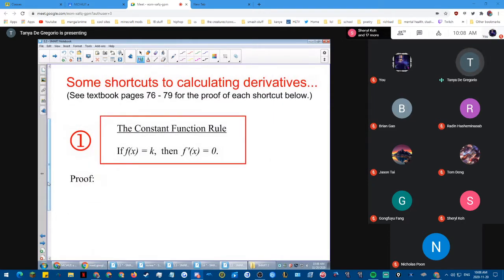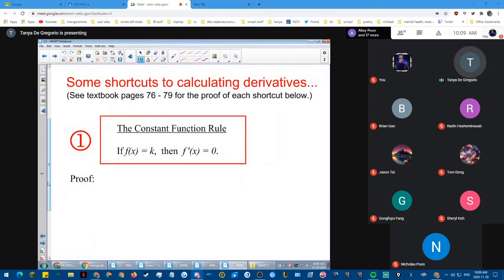Some shortcuts to calculating derivatives. See textbook pages 76 to 79 for the proof of each shortcut below. So I will show you some of the proofs, but I can't show you them all. They're very simple proofs, that's the main reason why. But go ahead and take a look in your textbook. I encourage you to do that. Go and take a look at the proofs in your textbook.